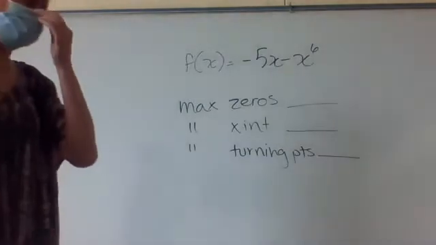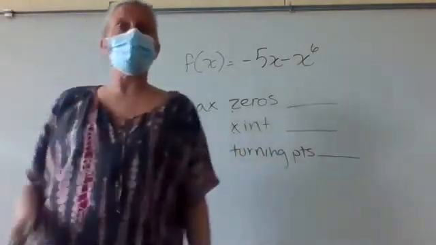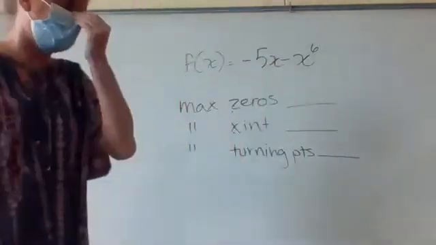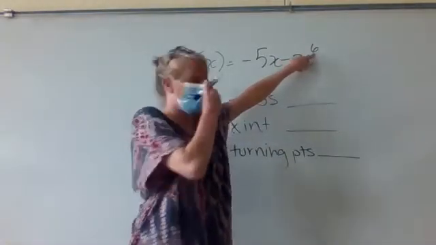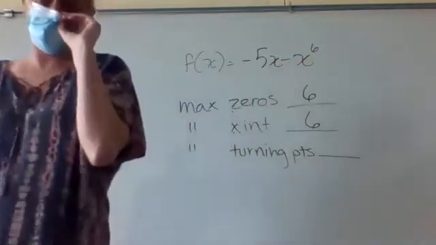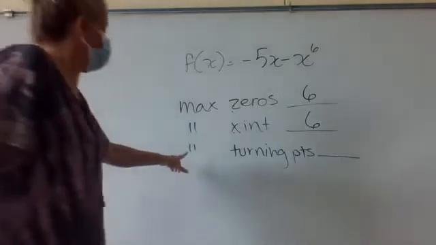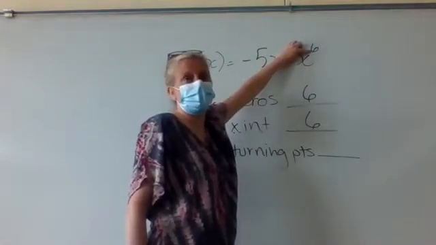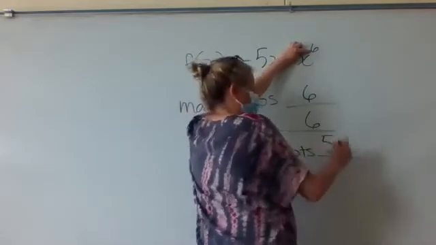All right, the maximum number of zeros and x-intercepts are going to be the same, aren't they? Your zeros are your x-intercepts. The maximum number of those are going to be the same. All you look for is the highest exponent. So your maximum number of x-intercepts and zeros would both be 6. The maximum number of turning points is the highest exponent minus 1. So you just take 1 away. So it will be 5.